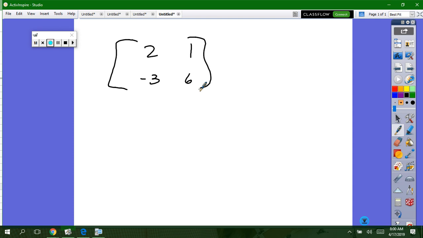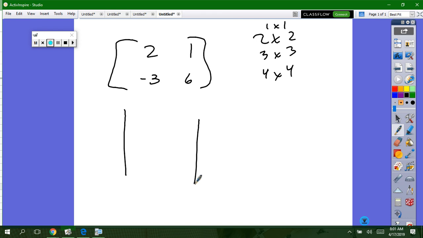First off, the only time I can have a determinant is if it's a square matrix. It has to be a 2 by 2, or 1 by 1, or 3 by 3, and so forth. And notice, guys, the notation looks kind of like absolute value. That notation of straight lines instead of brackets says find the determinant.